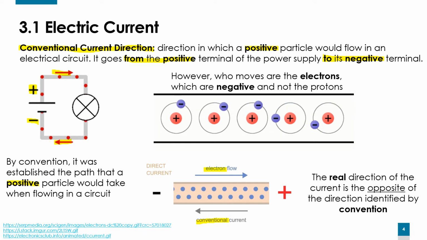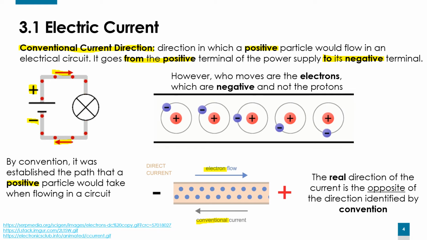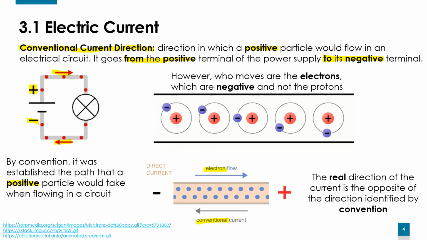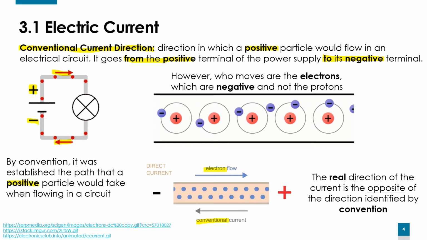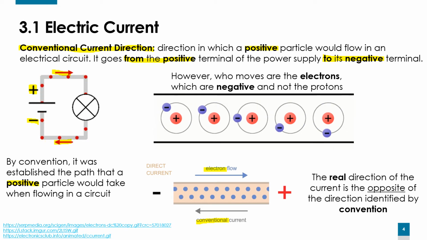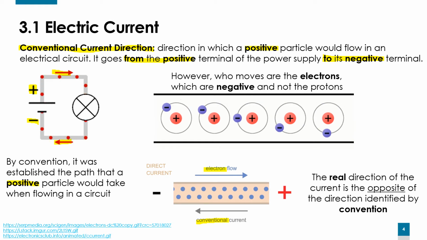So keep in mind, what's the convention? The convention is from positive to negative, okay? The direction. But what's the reality? It is from negative to positive, because who moves are the electrons, okay? That's clear. We just need to accept that the convention is the opposite of the reality, okay?